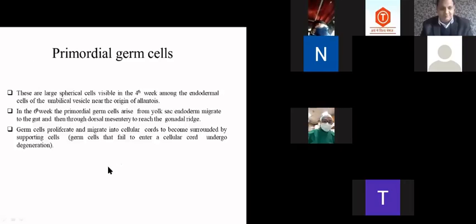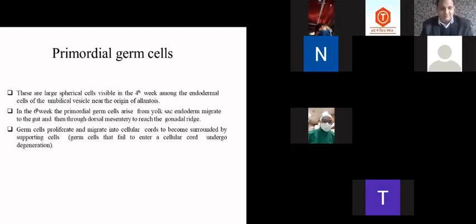The fate of the primordial germ cells. These are large spherical cells visible in the fourth week among the endodermal cells of the umbilical vessels near the origin of the allantois. In the sixth week, the primordial germ cells arise from yolk sac endoderm and migrate to the gut and then through the dorsal mesentery to reach the gonadal ridge.